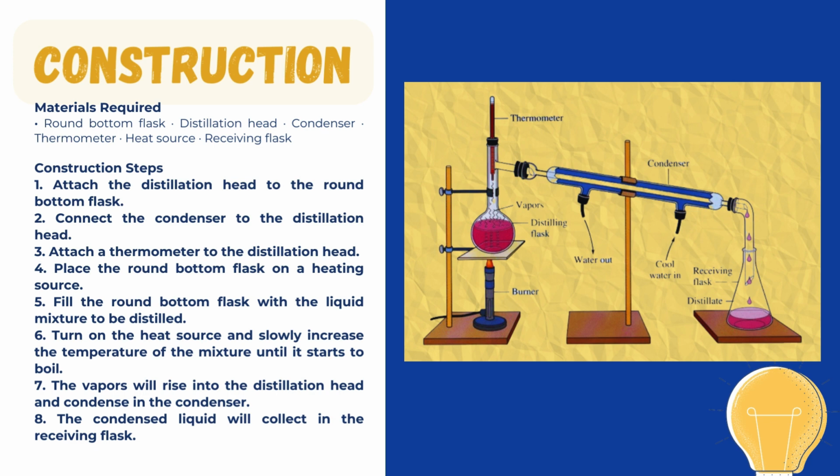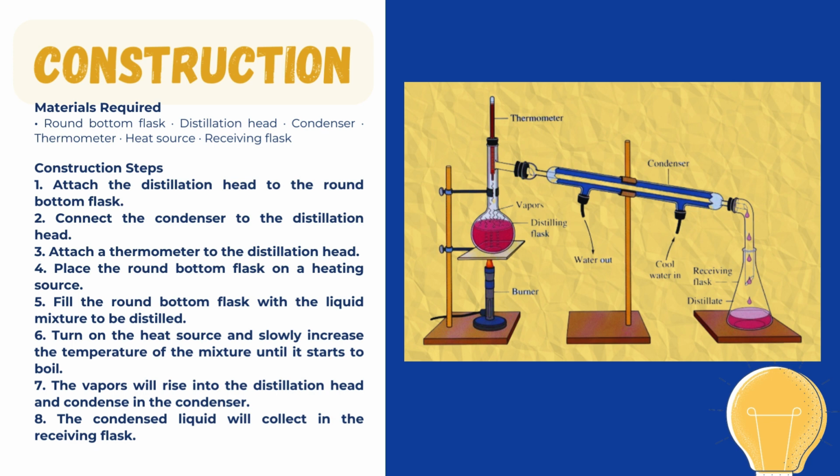First of all, attach the distillation head securely to the round bottom flask. Next, connect the condenser to the distillation head. Then the second step is to install the temperature measurement. For that, attach a thermometer to the distillation head for temperature monitoring. Now to set up the heating source, place the assembled round bottom flask on a heating source. Then fill the round bottom flask with the liquid mixture intended for distillation.